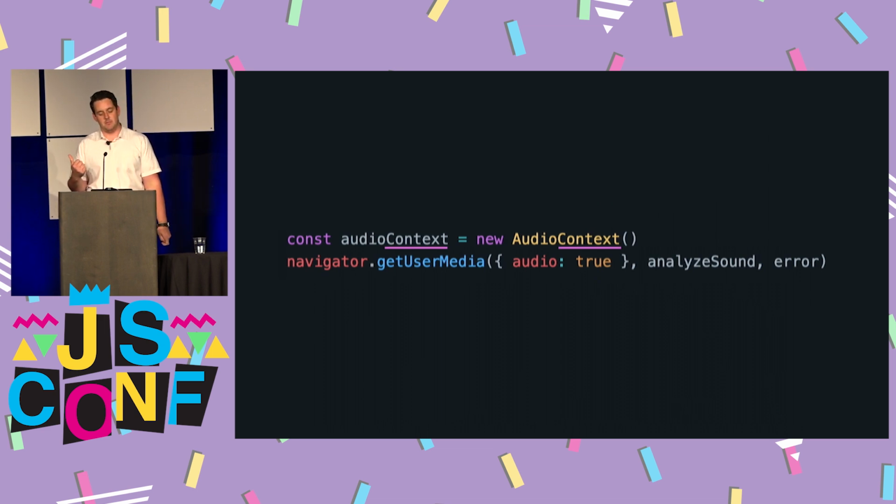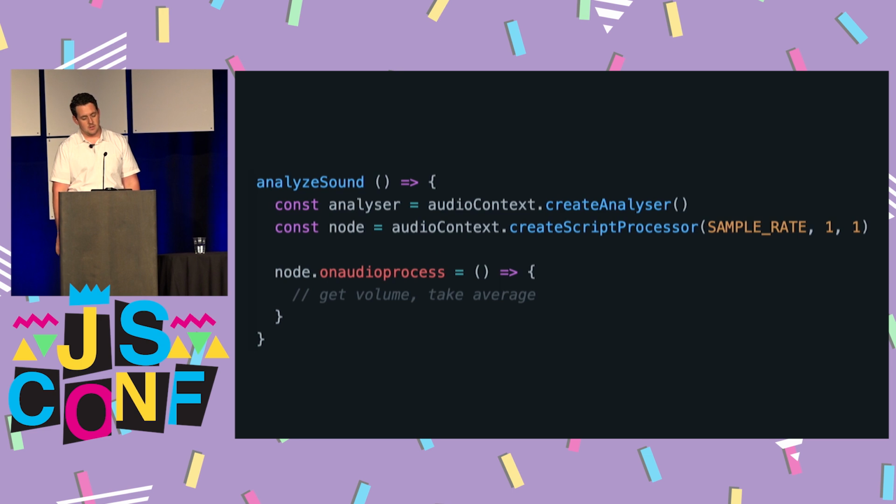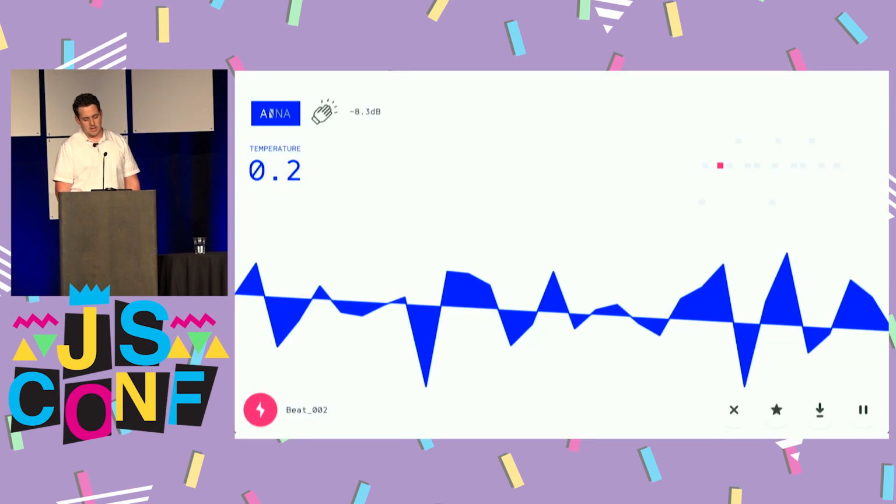So this is pretty simple. I'm just getting the user's microphone, and I have this little method here called analyze sound. I'm going to use create script processor with the sample rate that I fed it, and I'm just going to take the average volume over a couple seconds. Okay, and against my better judgment, we're going to do a live demo.